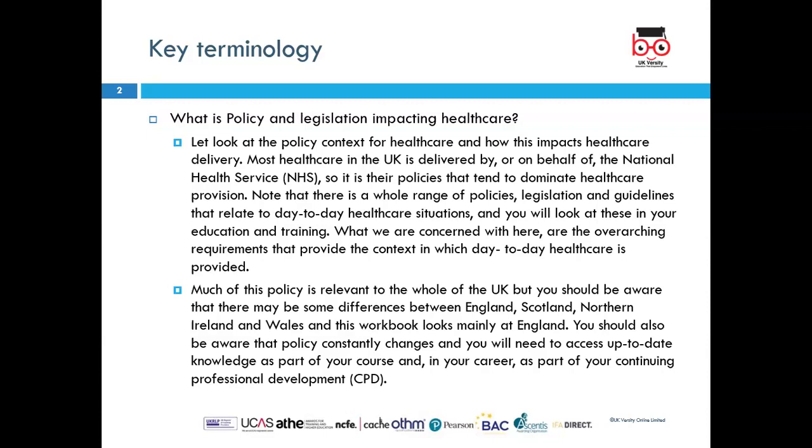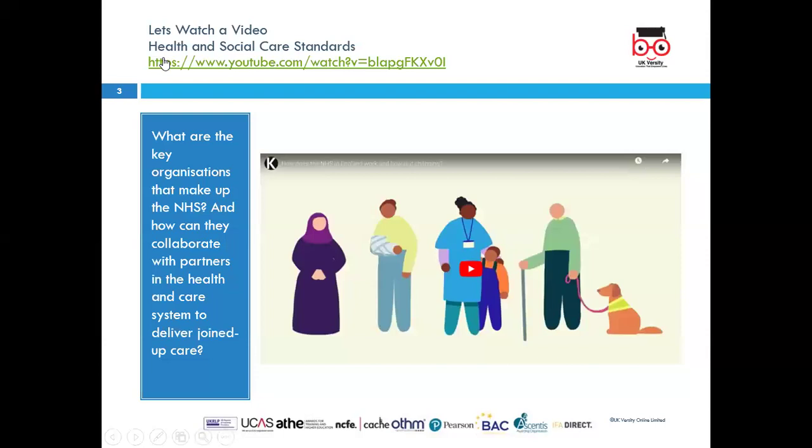Most of this policy is relevant to the whole of the UK, but there are some differences between England, Scotland, Northern Ireland, and Wales. We'll mainly look at England, but you should be aware of the other policies also. It should be a part of your CPD, your continuing professional development, which is a part of this course, to be up to date with the knowledge, because you're a part of the field. So what are the key organizations that make up the NHS, and how can they collaborate with partners in the health and care system to deliver joined up care? There's a short video that I would want you to see.